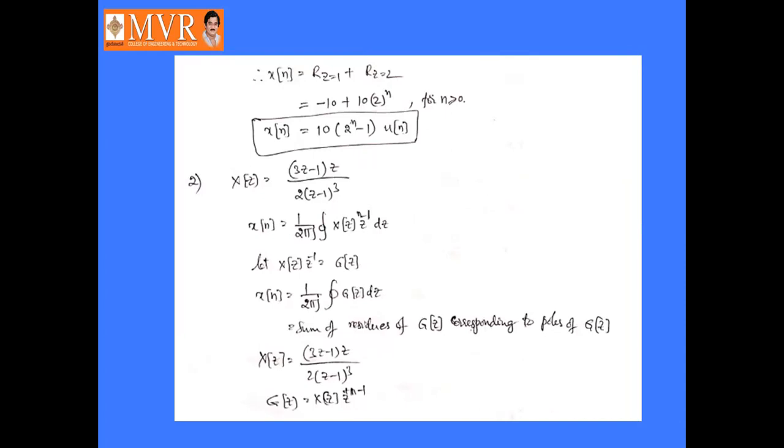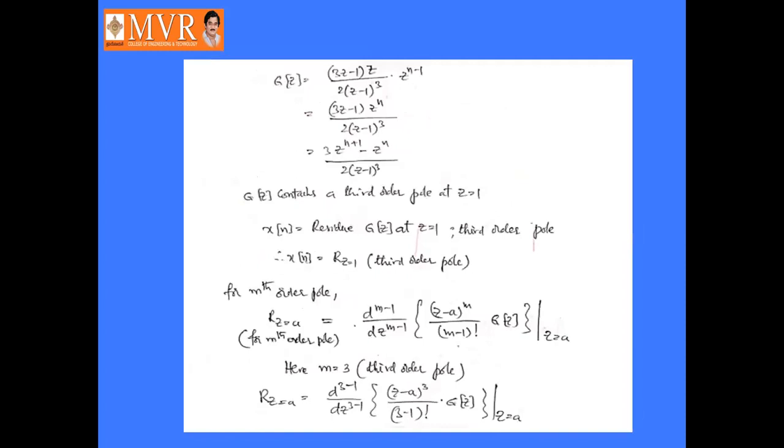X of n equals 1 by 2 pi j into the integral of X of z into z power n minus 1 dz. But X of z into z power n minus 1 is nothing but g of z. So we can write this as 1 by 2 pi j into the integral of g of z dz. So the sum of the residues of g of z corresponds to the poles of g of z. So g of z equals X of z into z power n minus 1.